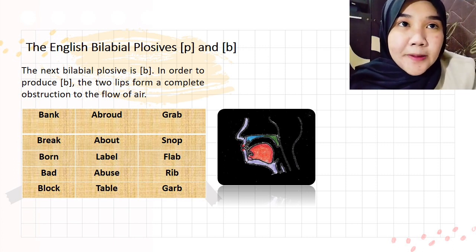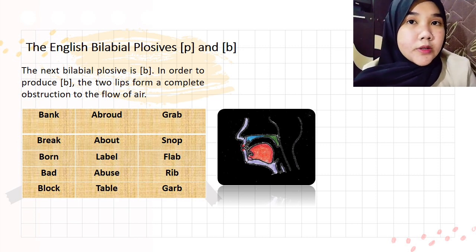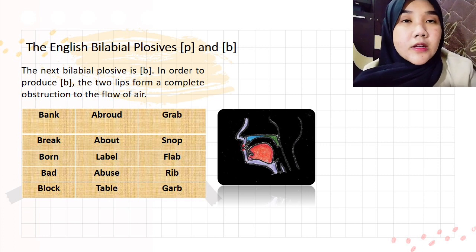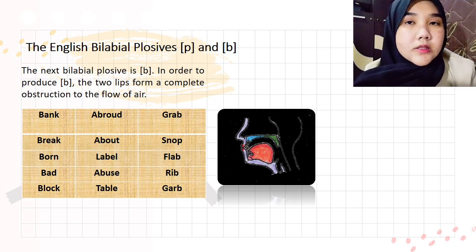Look at the examples. In the beginning of words are bank, brick, porn, pad, lock. In the middle of words are abroad, about, label, abuse, table. And at the end of words are grab, snob, flab, rib, carp.